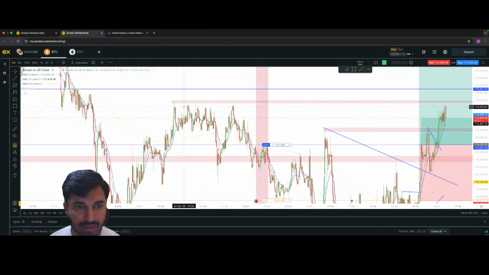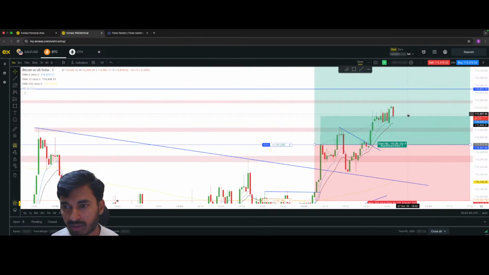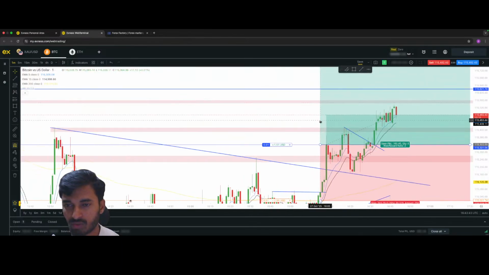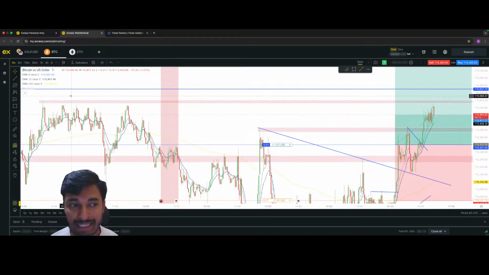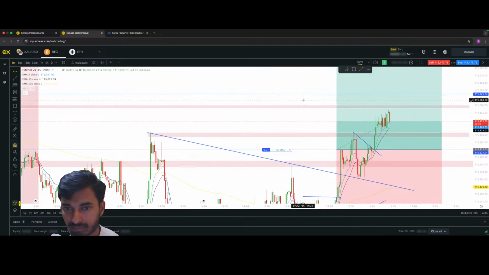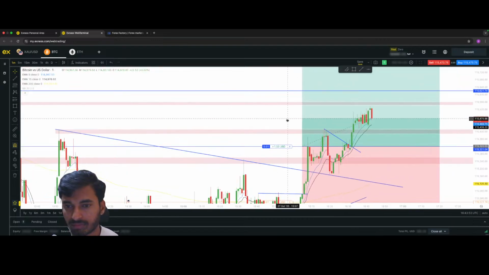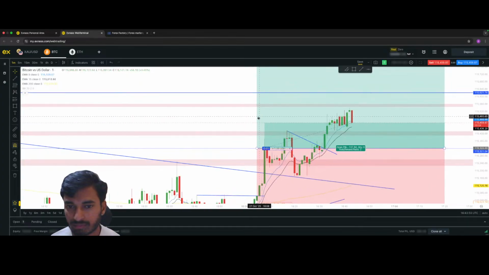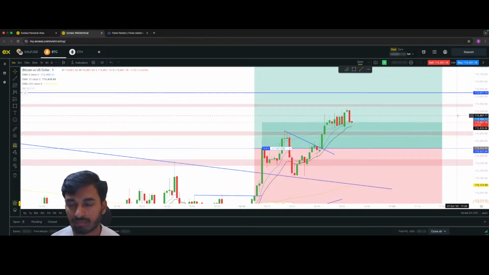Here there is a resistance, right? So it is taking some resistance over here. Sellers are there here. Sellers should get out if this breaks out. So it's already 10:15.